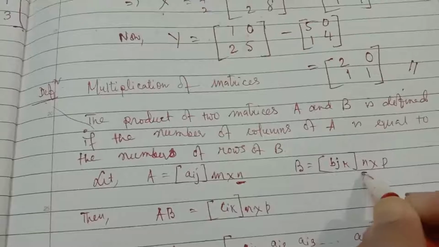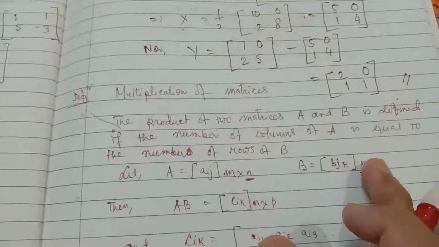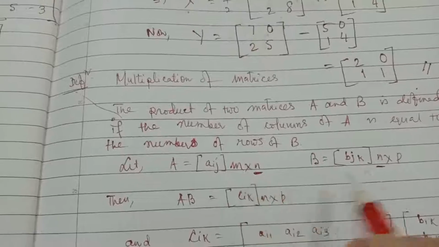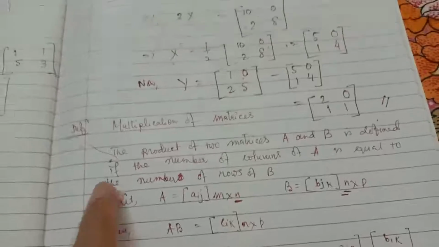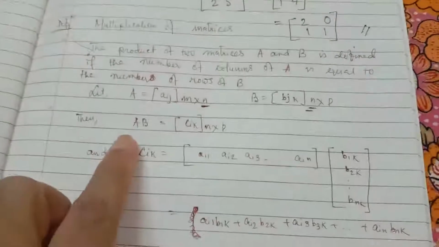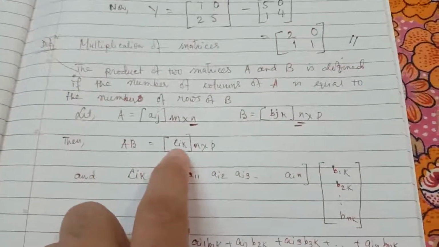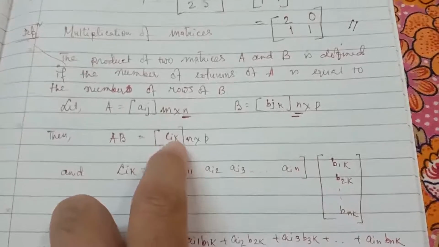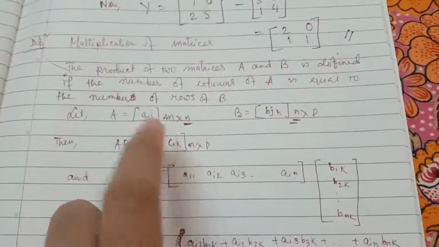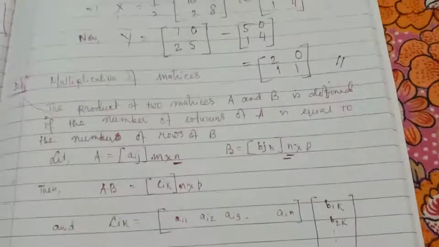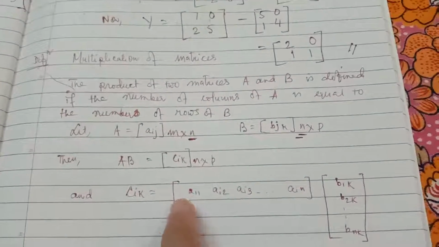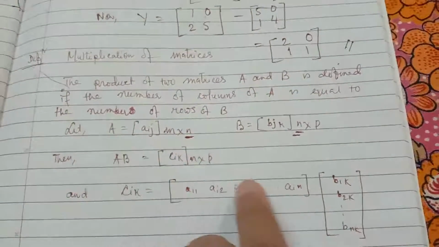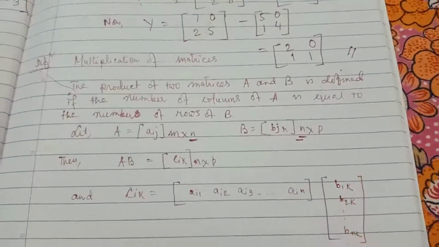So A into B will exist if the number of columns of A is equal to the number of rows of B. And how to find AB? How to obtain the ith row, kth column element in the matrix AB? To obtain it, we have to multiply the ith row of the matrix A with the kth column of the matrix B.